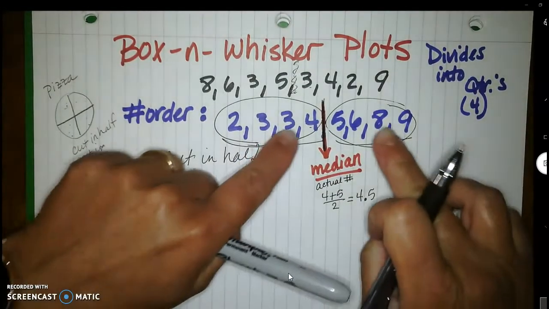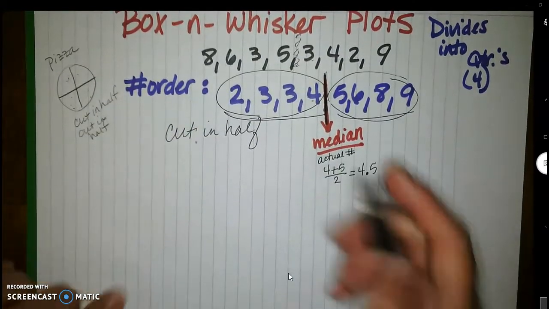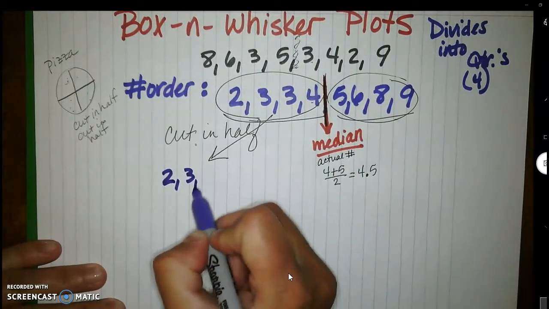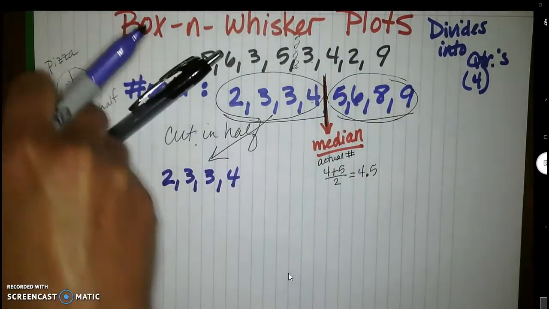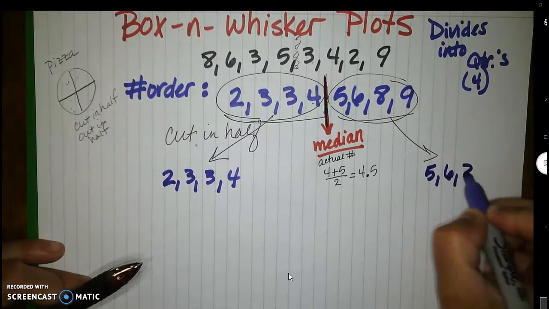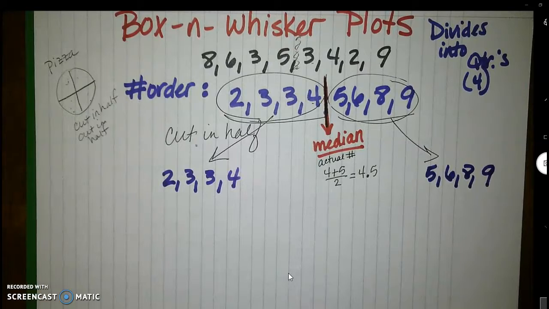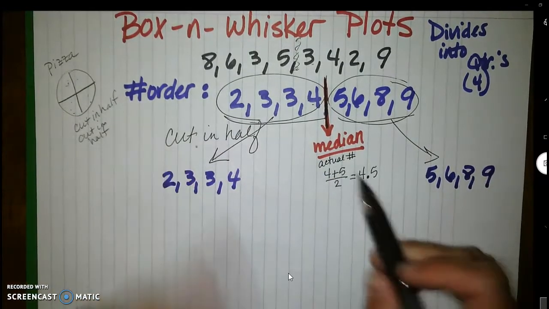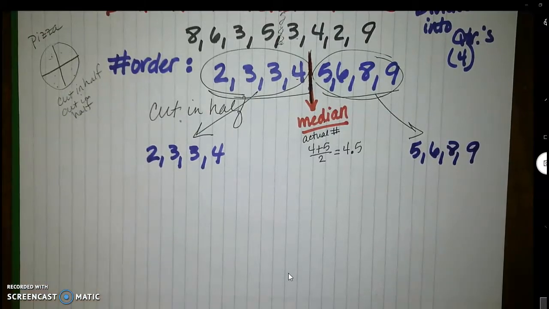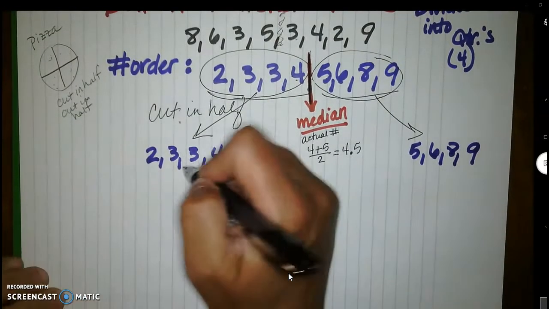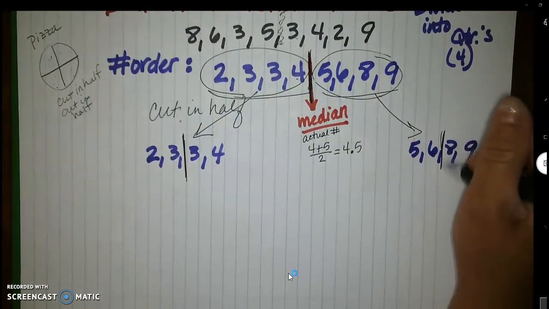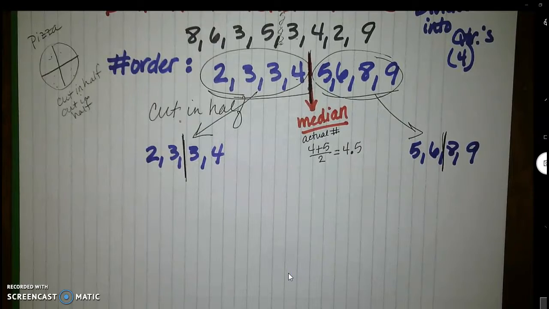All right, now let's start working on our 2 halves, okay? So I'm going to write these numbers over here, 2, 3, 3, and 4. And then I'm going to write this half over here, 5, 6, 8, and 9, okay? So here I have my 2 halves. I got it split by my median. And now what I'm going to do is split both of these in half. So if I have 4 numbers, I'm just going to draw a line, cut it right smack in half, okay? I have 4 numbers. I'm going to draw a line, cut it right smack in half, okay?